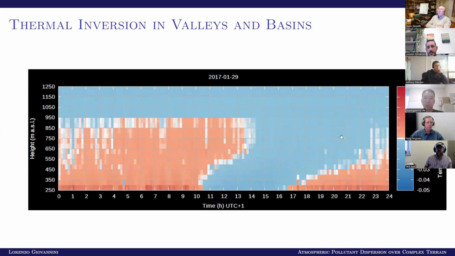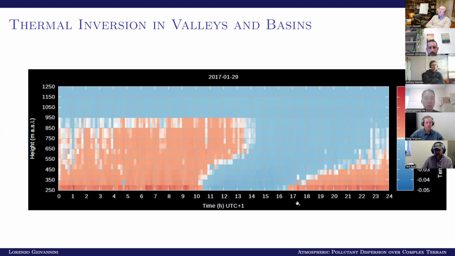And the same type of daily cycle can be visualized in this time-height plot. So on the x-axis, we have time. Here, this is a particular day in January 2017, while on the y-axis, we have the height above sea level. The red colors represent a positive temperature gradient, so it means that we have a thermal inversion, an increase of temperature with height, while the blue part of the graphic represents a negative temperature gradient. So we have a decrease of temperature with height.